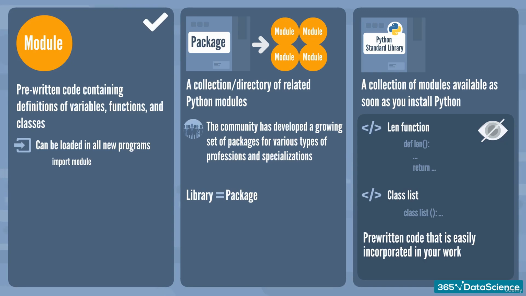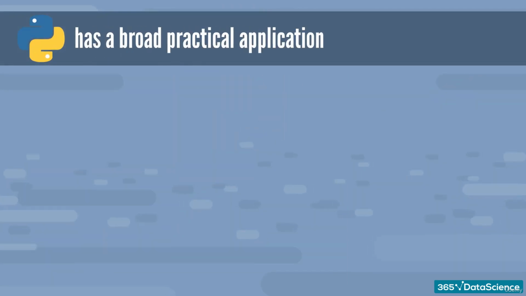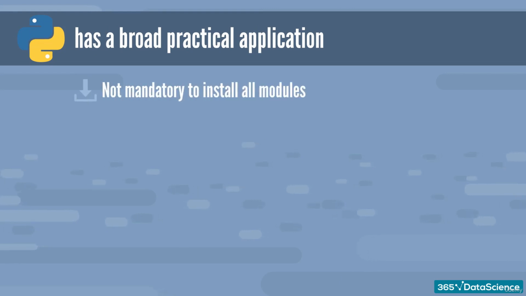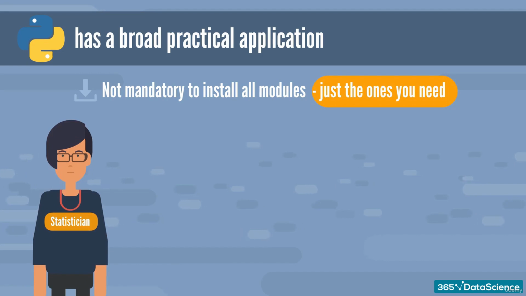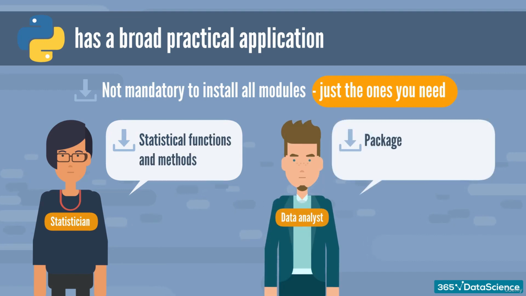Being aware of what modules, packages, and the standard library are about, how can we have access to their pre-written code? Fortunately, Python has a broad practical application. To use the language, it is not mandatory to install all the modules there are in the world. People download the modules and packages they need. Statisticians will be tempted to install a module comprising a large set of statistical functions and methods, while a data analyst will likely use a package that helps them organize their data into tables, and so on and so forth.